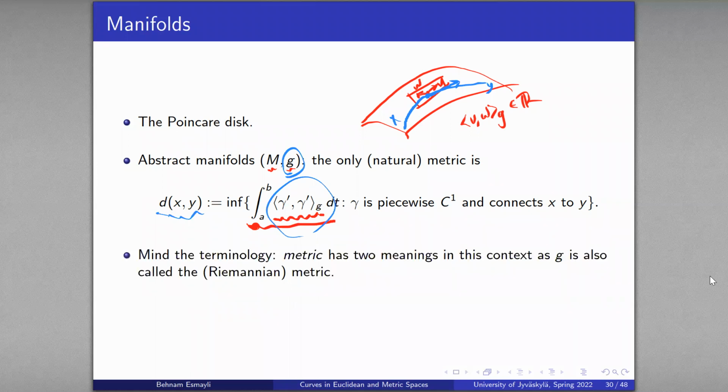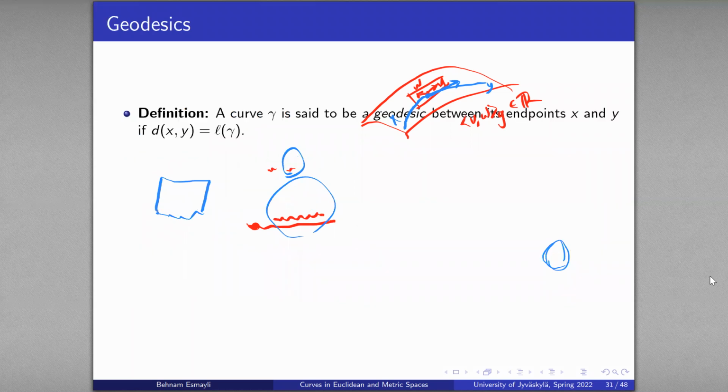And we're using metric here. Actually, that's one of my bullet points here, that the metric here has two meanings. G is often called the metric, the Riemannian metric on the manifold. And this D is the distance metric. It's what makes it a metric space compared to what makes it a Riemannian manifold. So we have to be aware of these terminologies.